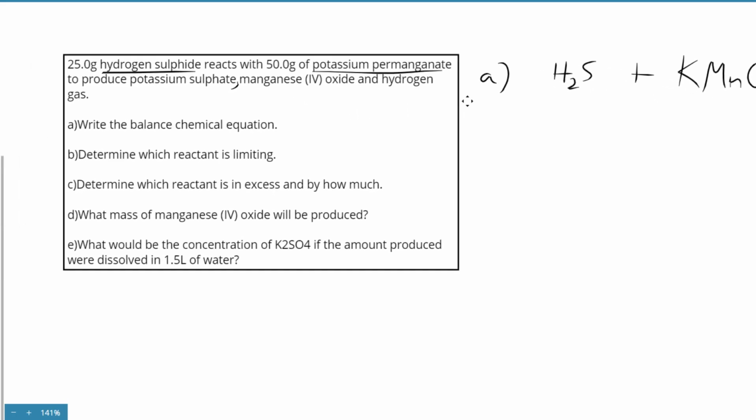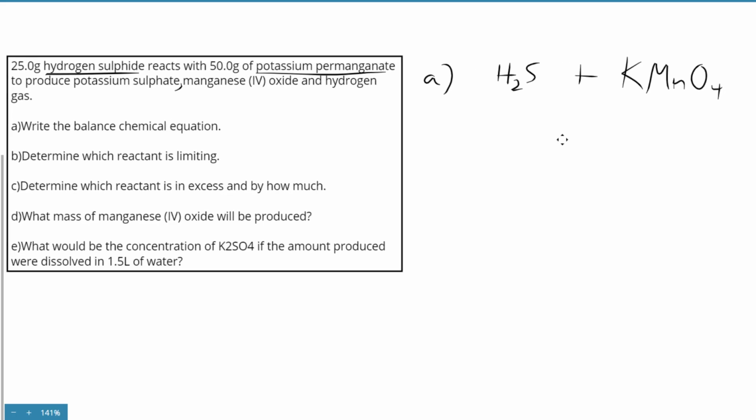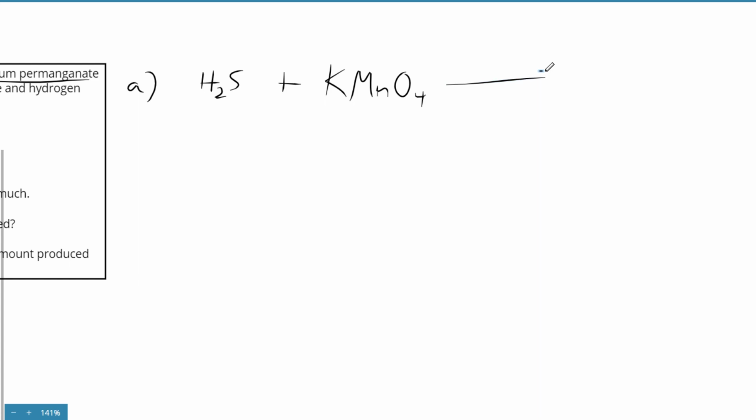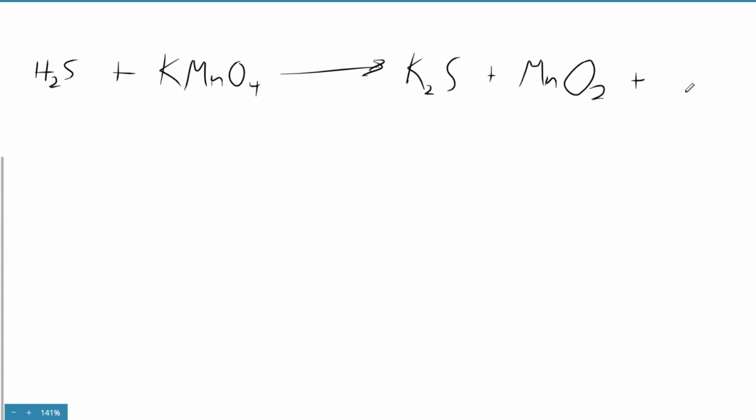And then it produces potassium sulfate, manganese fluoride oxide, and hydrogen gas. So potassium sulfate, that is K and S. K is +1, S is -2, so we now have to put a 2 on the K. And plus the second compound was manganese fluoride oxide. Manganese, Mn, and O. Oxygen is -2, manganese is +4, so we have to put a 2 on the O. And then one more, just hydrogen gas. So that is H2. Now for balancing, there's 2K on this side, 1K on this side, so let's just put a 2 here.